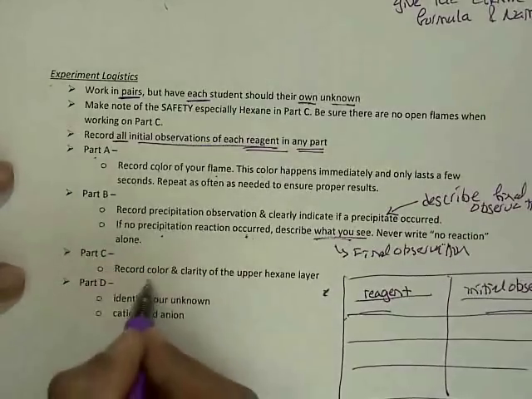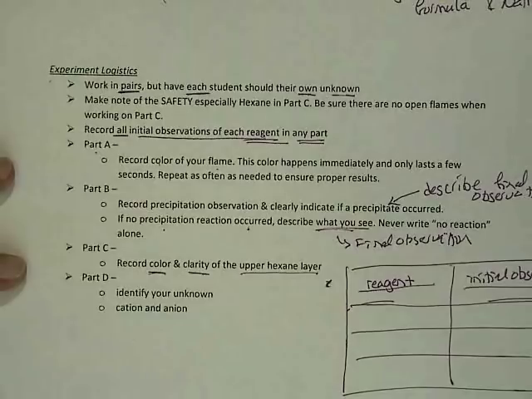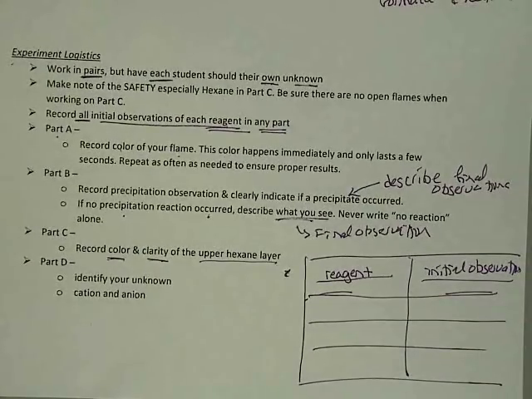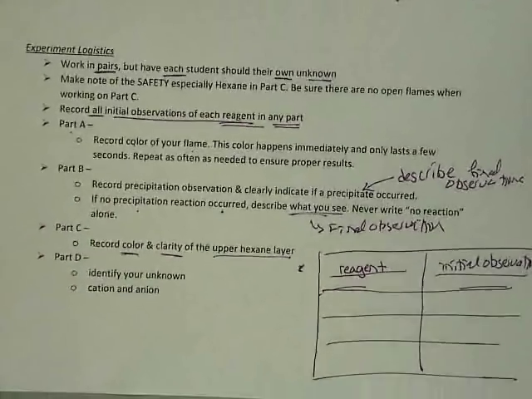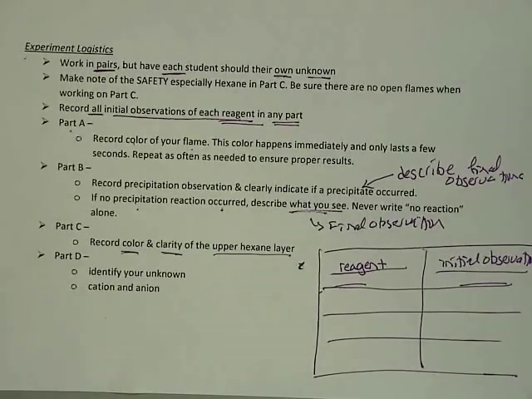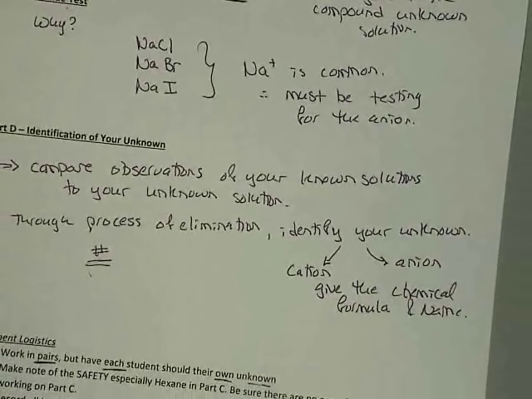In Part C, I want you to record the color and clarity of the upper hexane layer. There are also initial reagents with Part C, so that's why it's really nice if you just go through the entire lab manual and set up a table with all of the initial reagents. If you're using water as a reagent in this experiment, water is a chemical and you have to write down its initial observations. Lastly, in Part D, identify your unknown, your cation and anion, and we kind of already talked about that here. So as always, if you have any questions, email me or your lab instructors. Have fun.